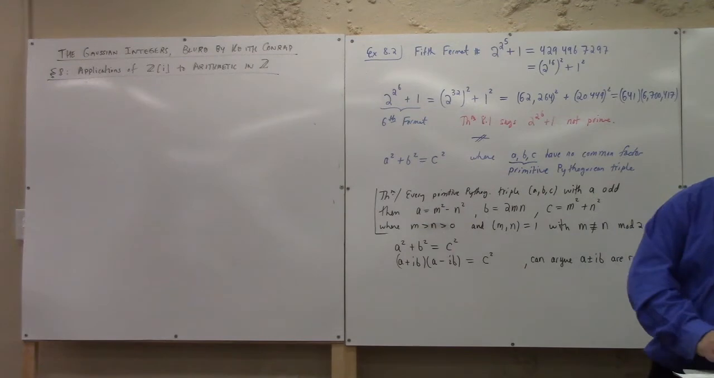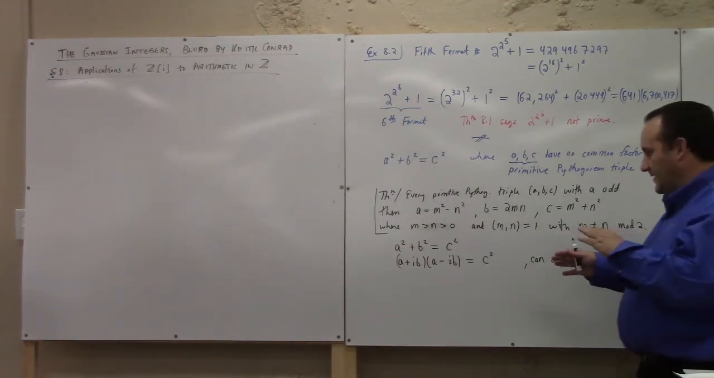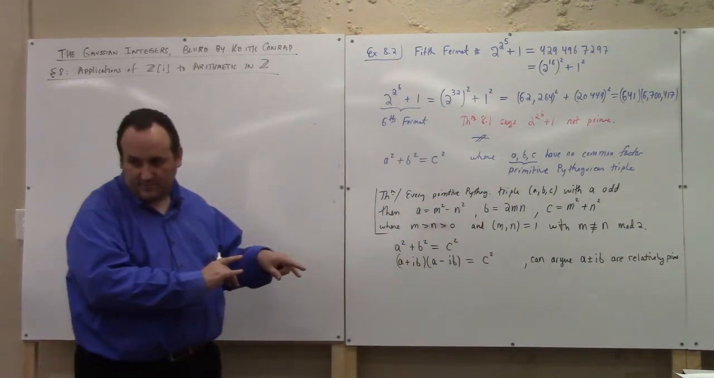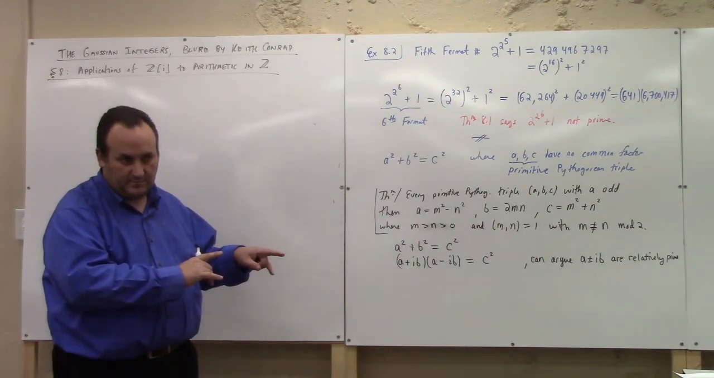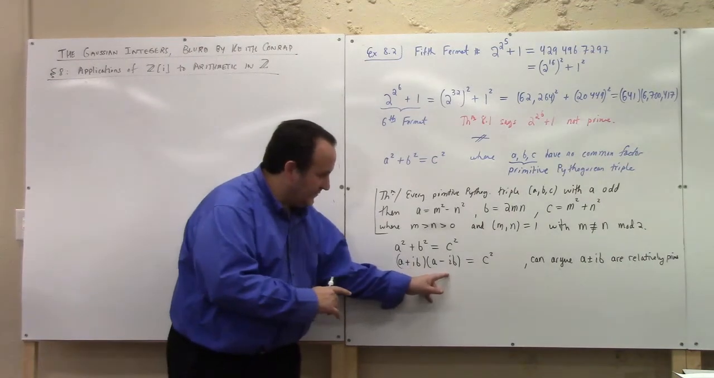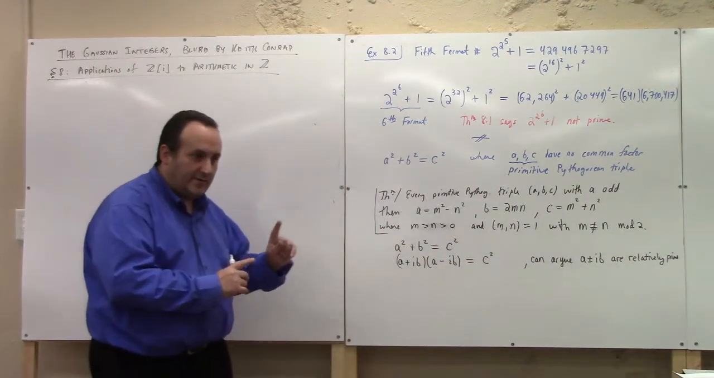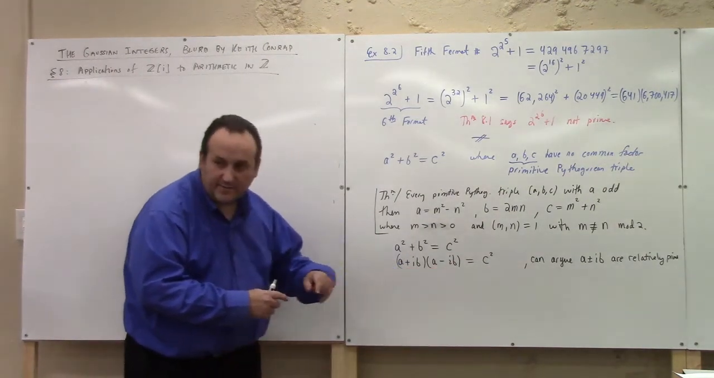So let's think about what we have. So what do we have here? We have the product of two relatively prime things is equal to a square. See that? The product of two relatively prime things is equal to a square. What does that say about the prime factorization of either A plus iB or A minus iB?